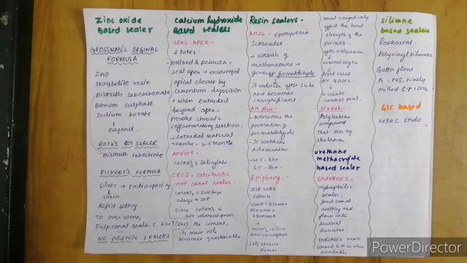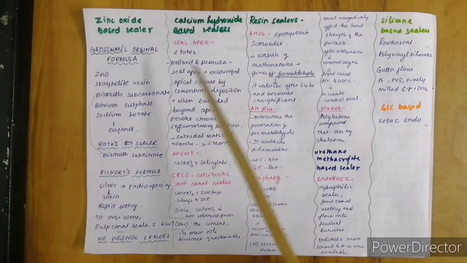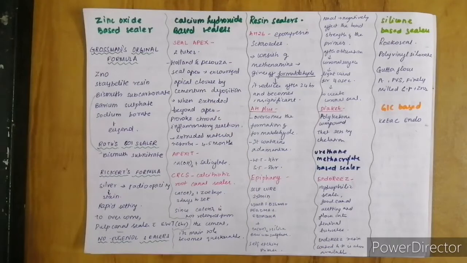But when it is extruded beyond the apex, it caused a chronic inflammatory reaction. The extruded filling material is usually resorbed in 4 to 5 months. So when I am writing about Seal Apex, I will remember to write a point of positive and what the disadvantages are. For the positive point, I will write the one given by Holland and De Souza.